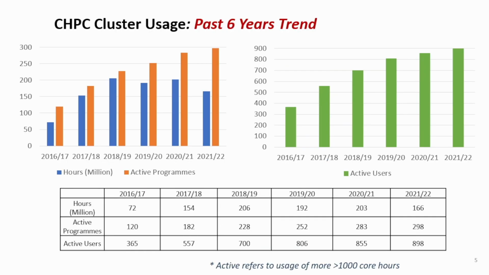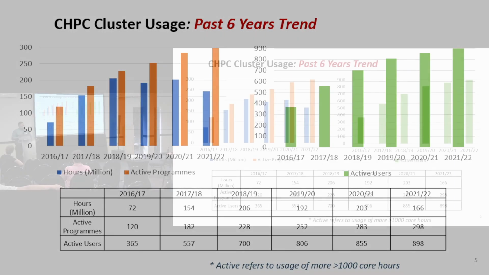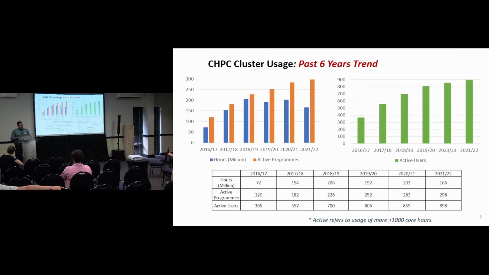So over the past 6 years, we've seen an increasing trend in computational resource usage at the CHPC. And this is driven by an increasing number of users. However, a key challenge has emerged that many of these users lack necessary skills to effectively utilize these resources, with principal investigators often failing to provide adequate training.